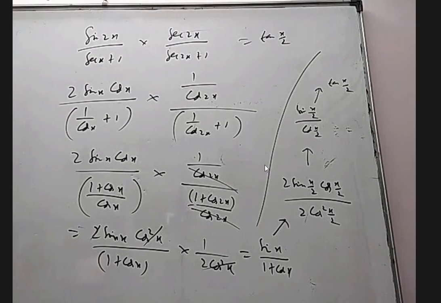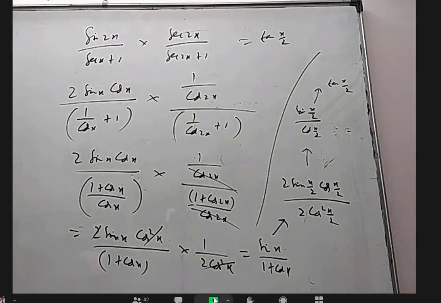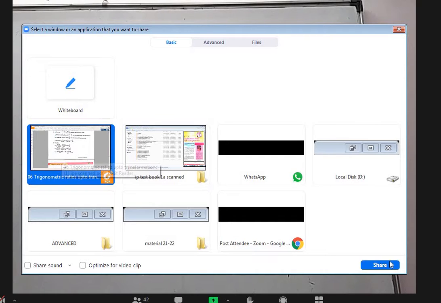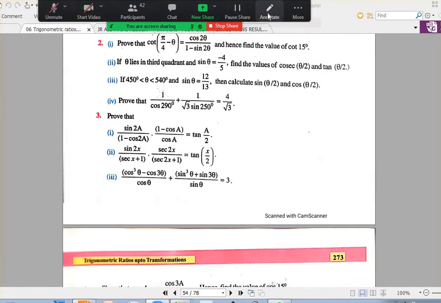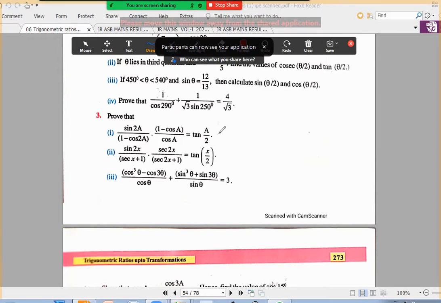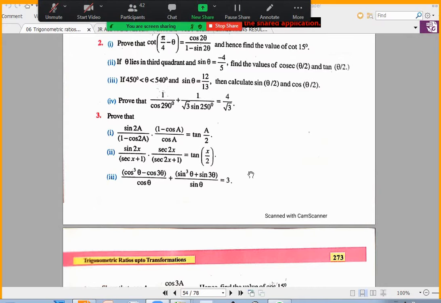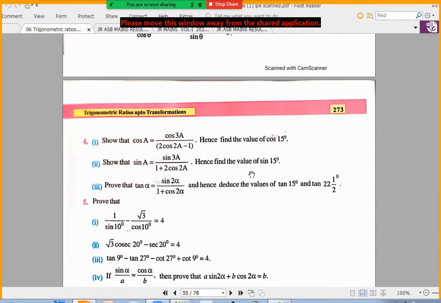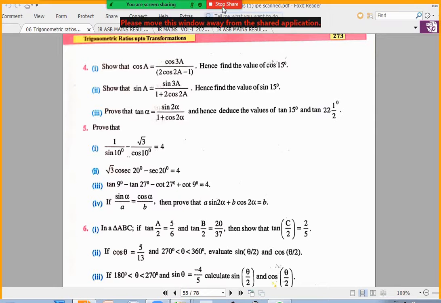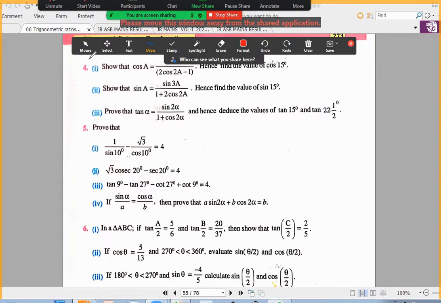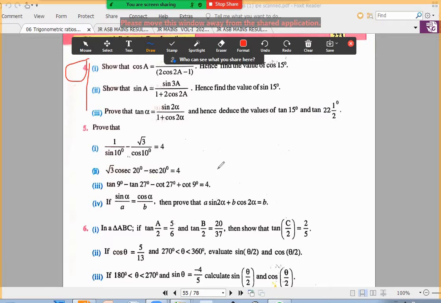Okay, sir. You can drop it. Okay, anybody still any doubt regarding this, within the third one, first or third? No. Okay, this fourth one has 3 questions. Anybody any doubt in that?